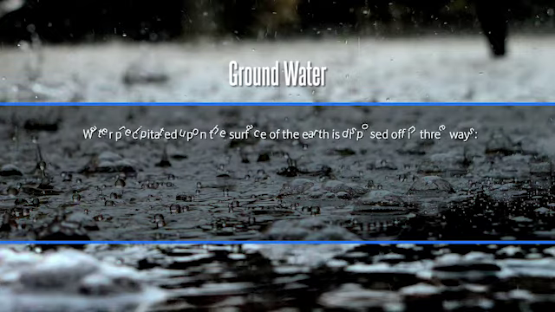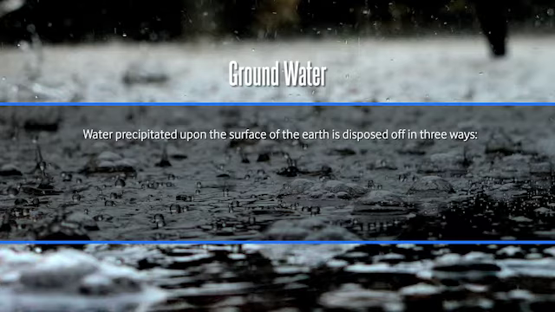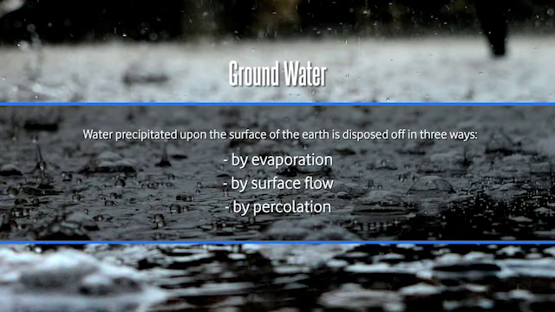Groundwater. Water precipitated upon the surface of the earth is disposed of in three ways: by evaporation, by surface flow, and by percolation.